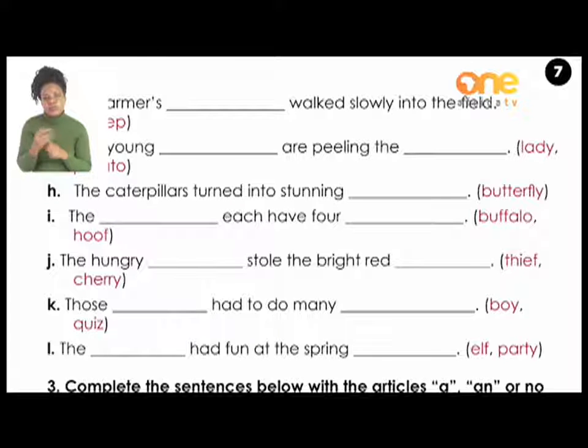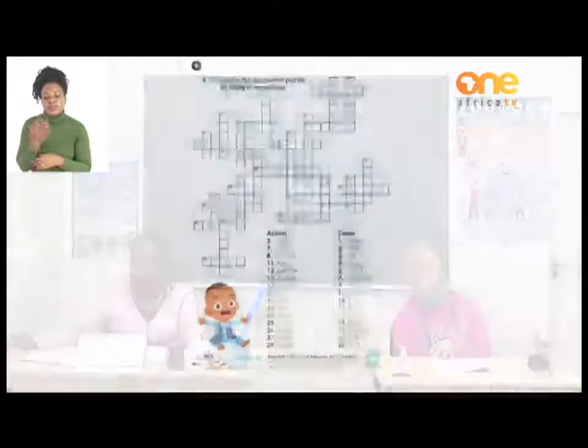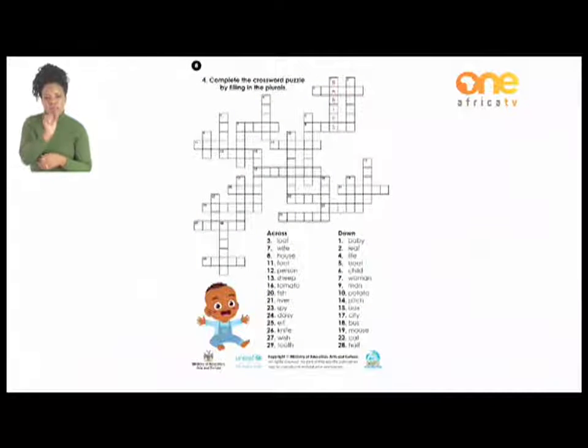On page 8, there is a crossword puzzle that I would like you to complete. The words are down below the puzzle. So across, you have loaf, wife, house, and so on. And going down, you have baby, live, and life. So you do that on your own, and please do complete that in capital letters.